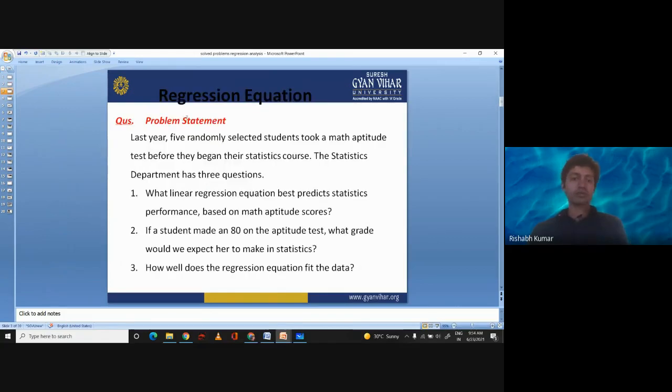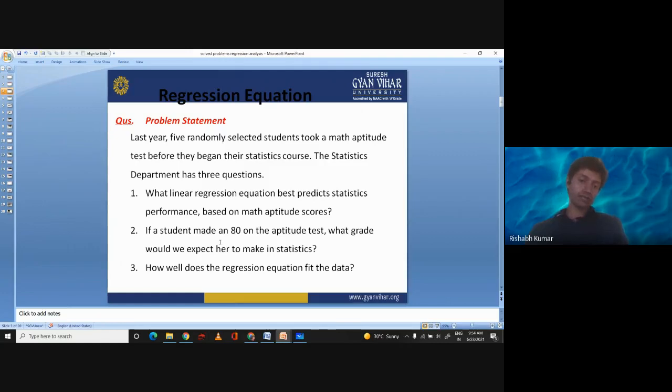Okay, so the regression equation. Let us understand with an example. Last year, 5 randomly selected students took a math aptitude test before they began their statistics course. The statistics department has 3 questions. What linear regression equation best predicts the statistics performance based on the math aptitude scores? If a student made an 80 on the aptitude test, what grade would we expect her to make in statistics?